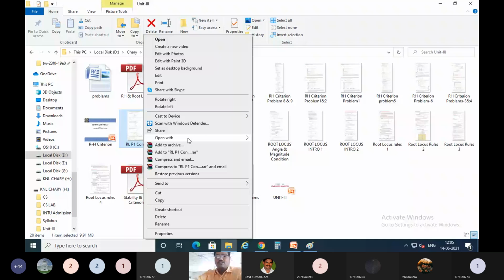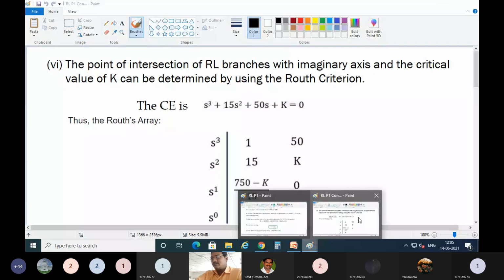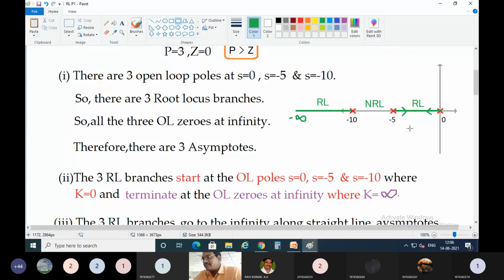Next, after calculation of the breakaway point, look here. These two branches are coming, and at some point there is a breakaway point. After the breakaway point, they are coming like this. At one particular point, that is minus 2.11, they are going to meet at this point, and they are going to break away.